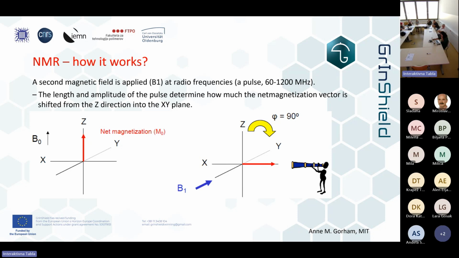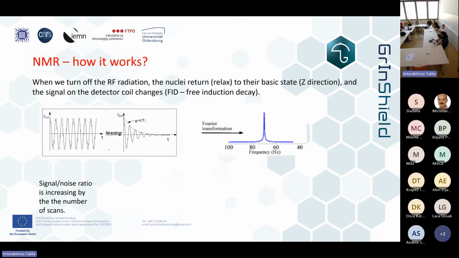And depending on the length and amplitude of the pulse, we shift this net magnetization into the XY plane. And then we stop this radio frequency, and the atom goes back into the normal position. So it relaxes. And we get this kind of signal, and by using Fourier transformation, we obtain a signal at a specific frequency.